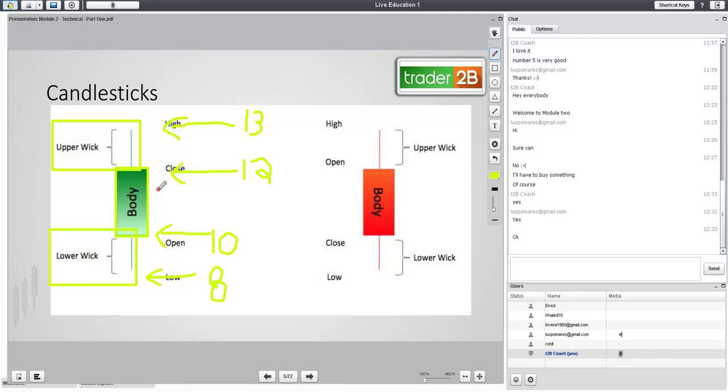A green candle represents the price going up, whereas the opposite takes place in the red candle. Everything I've explained for the green candle, the exact opposite takes place in the red candle. It's just vice versa, switching this information from price action moving upwards to price action moving downwards.